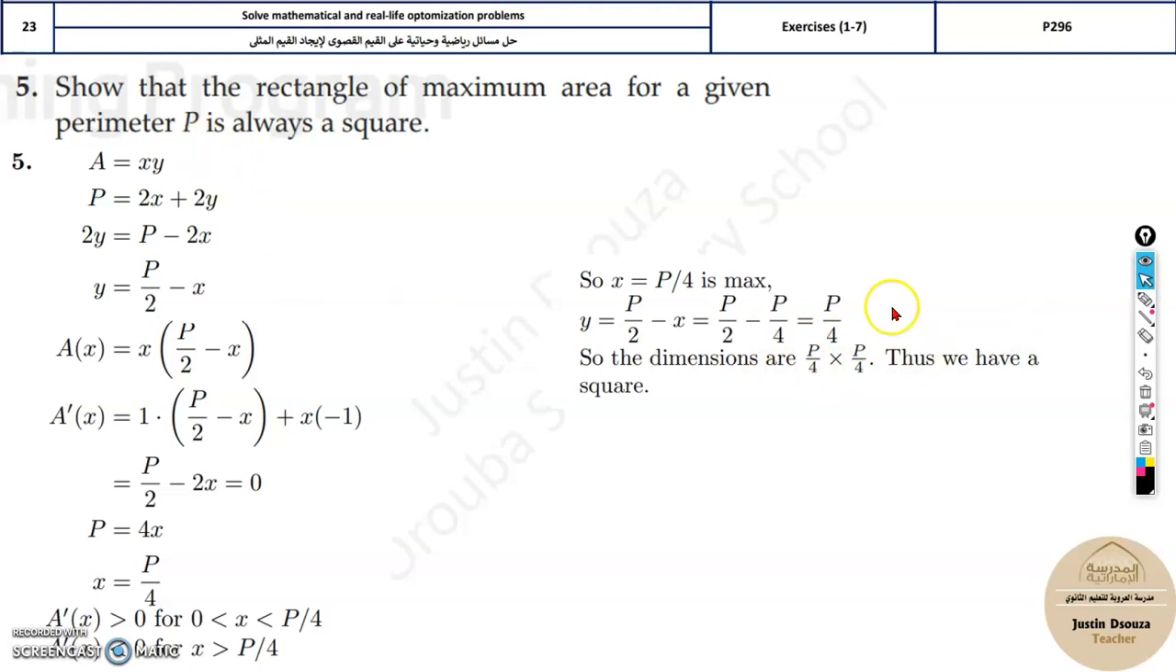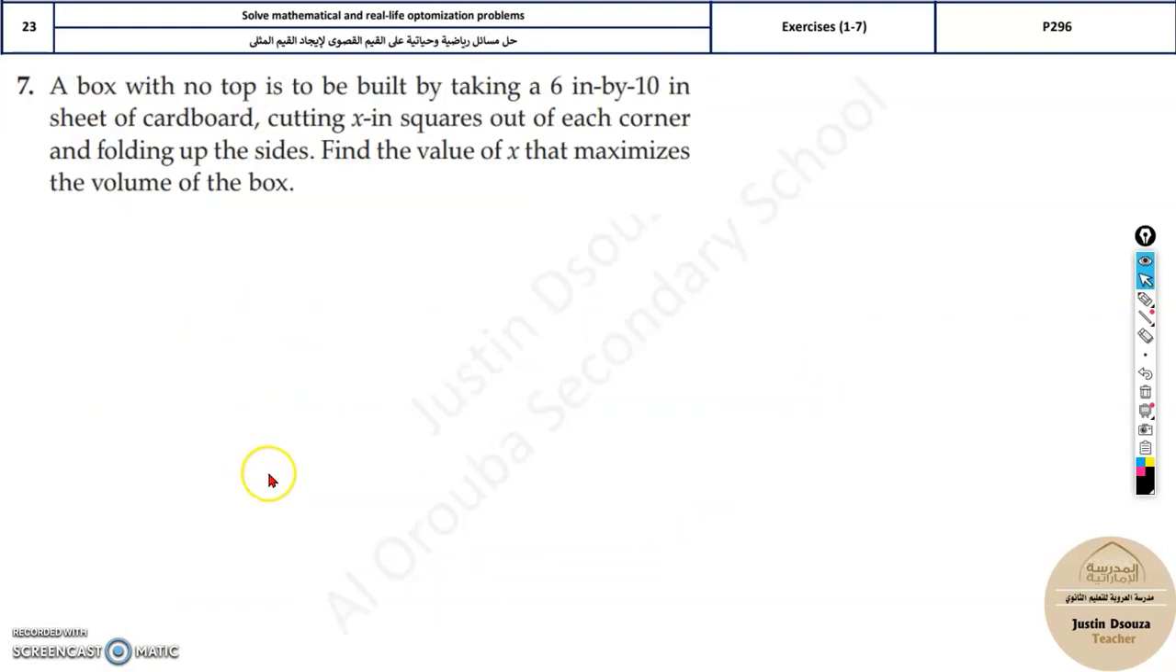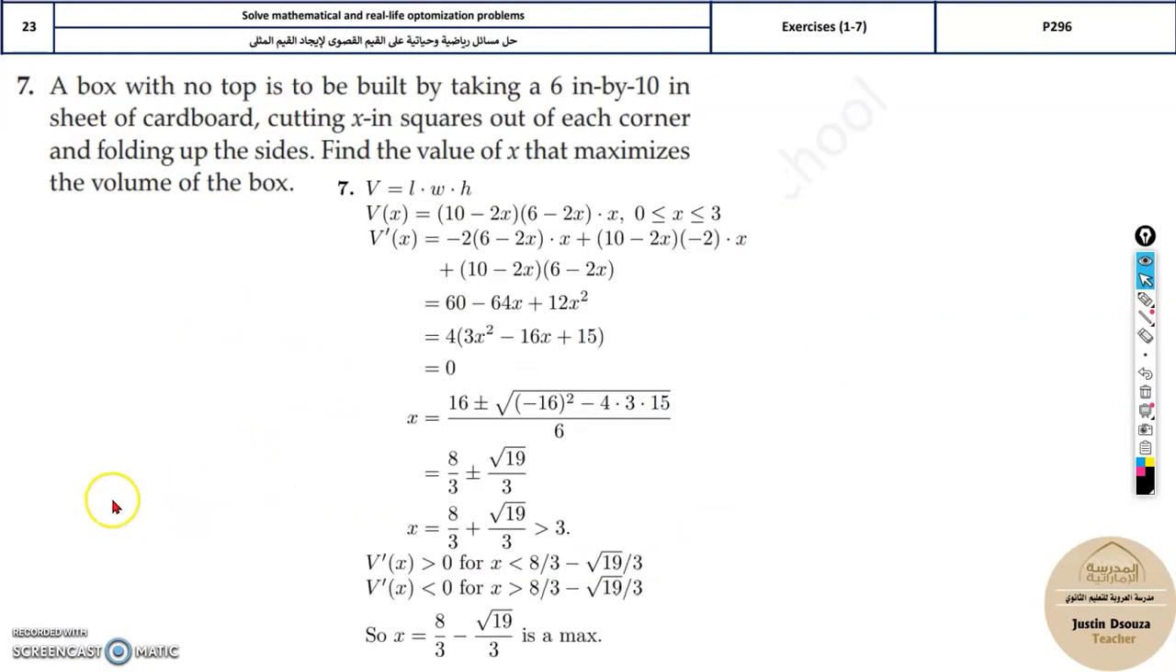For a given perimeter, this will become a square, because if you derive and solve it over here, the dimensions x and y will be the same. So please do go through all the problems solved over here and check your answers by yourself after you solve it.